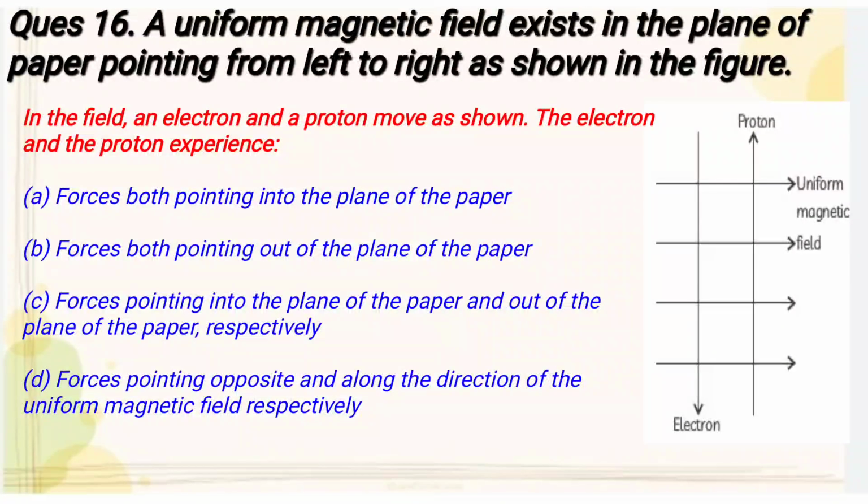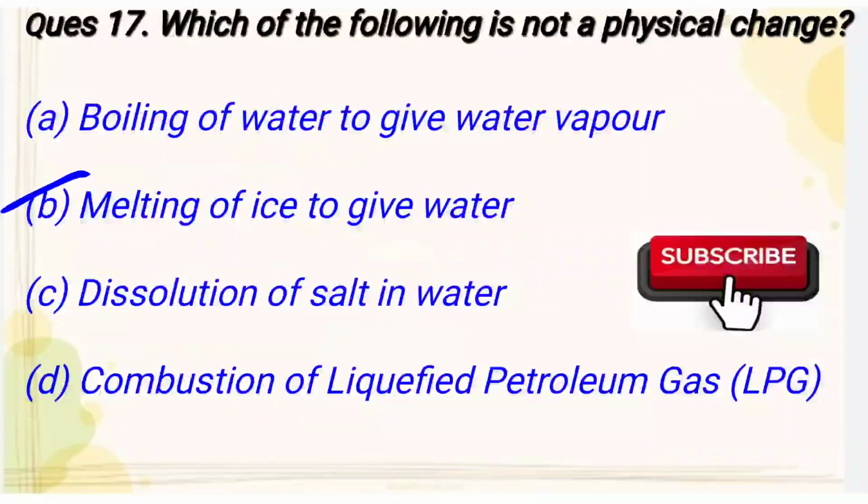A uniform magnetic field exists in the plane of a paper pointing from left to right as shown in the figure. In the field, an electron and a proton move as shown. The electron and proton experience option A, force both pointing into the plane of paper is the correct option.